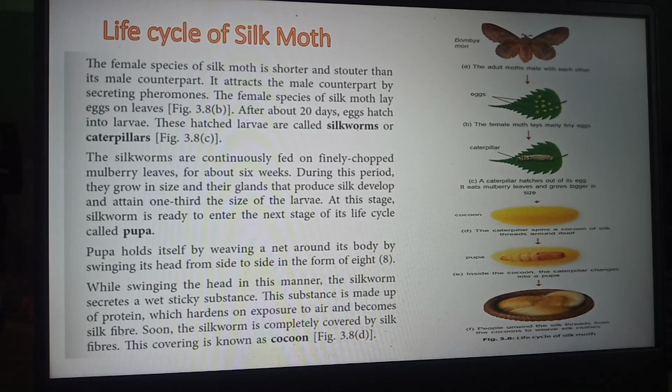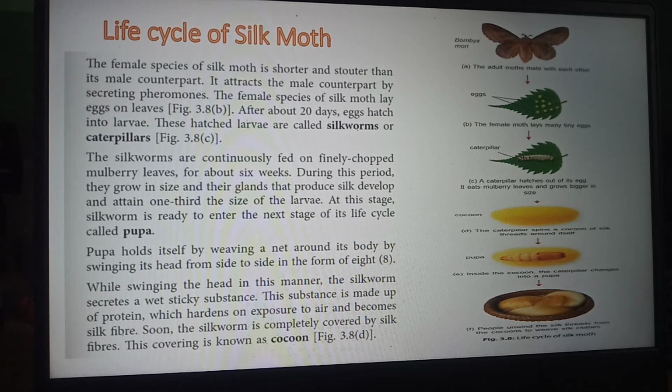That is their glands. They have glands inside their body, and these glands are able to produce silk. Those glands are also developing. I will repeat again. The silkworms feed on mulberry leaves for about 6 weeks. During this period they grow in size, and their glands that produce silk are also developing.